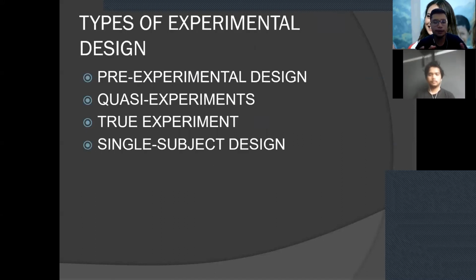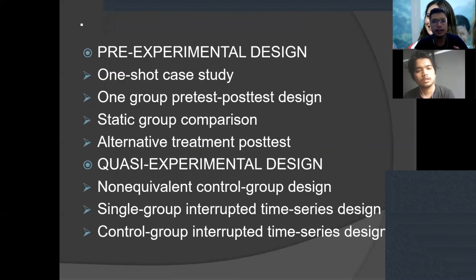So first of all, we have to know what types of experimental designs there are. There are four types of experimental designs. First, pre-experimental design. Second, quasi-experiments. Third, true experiments, and the fourth, single subject designs. The first type, pre-experimental design, is the one-shot case study. So it's just one case study that will be researched.